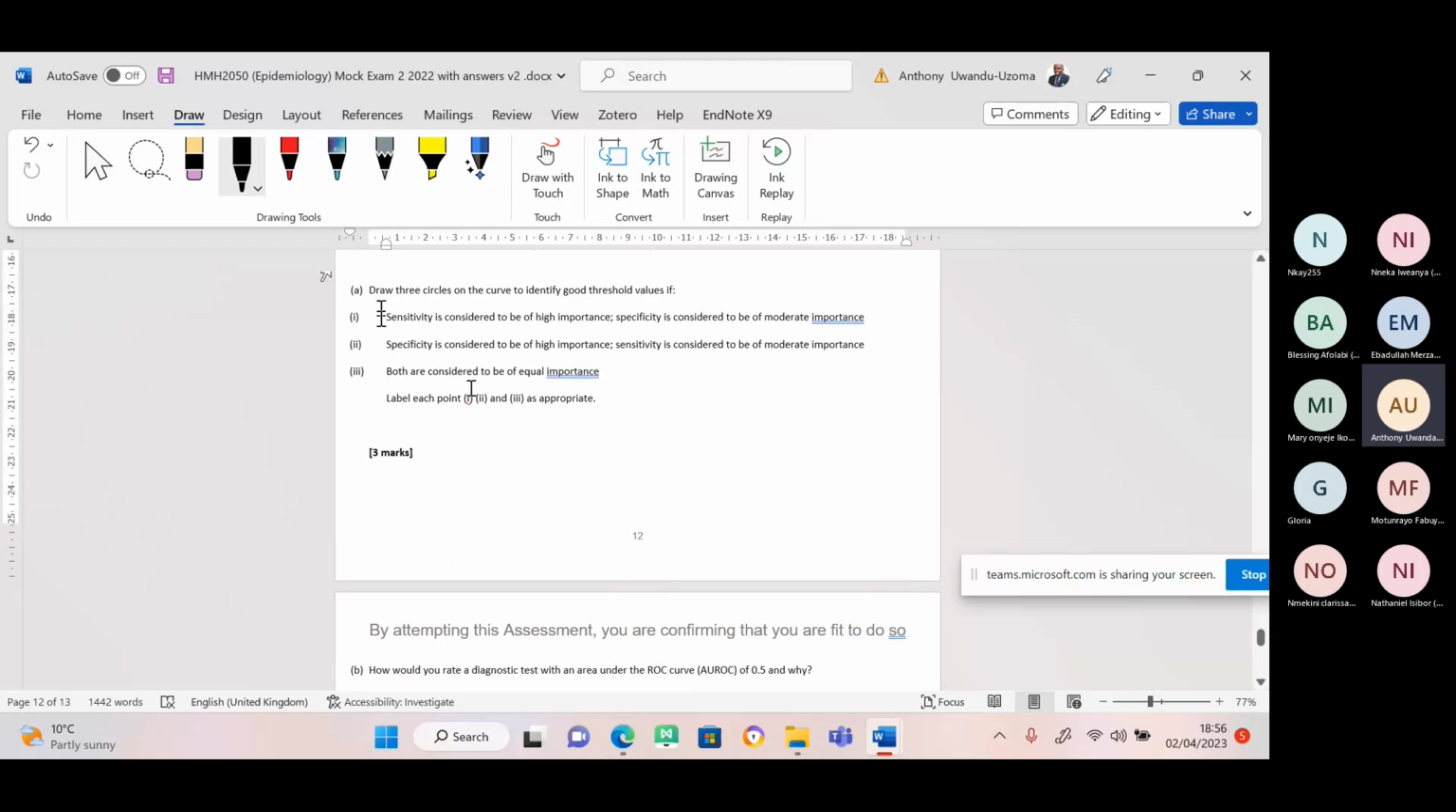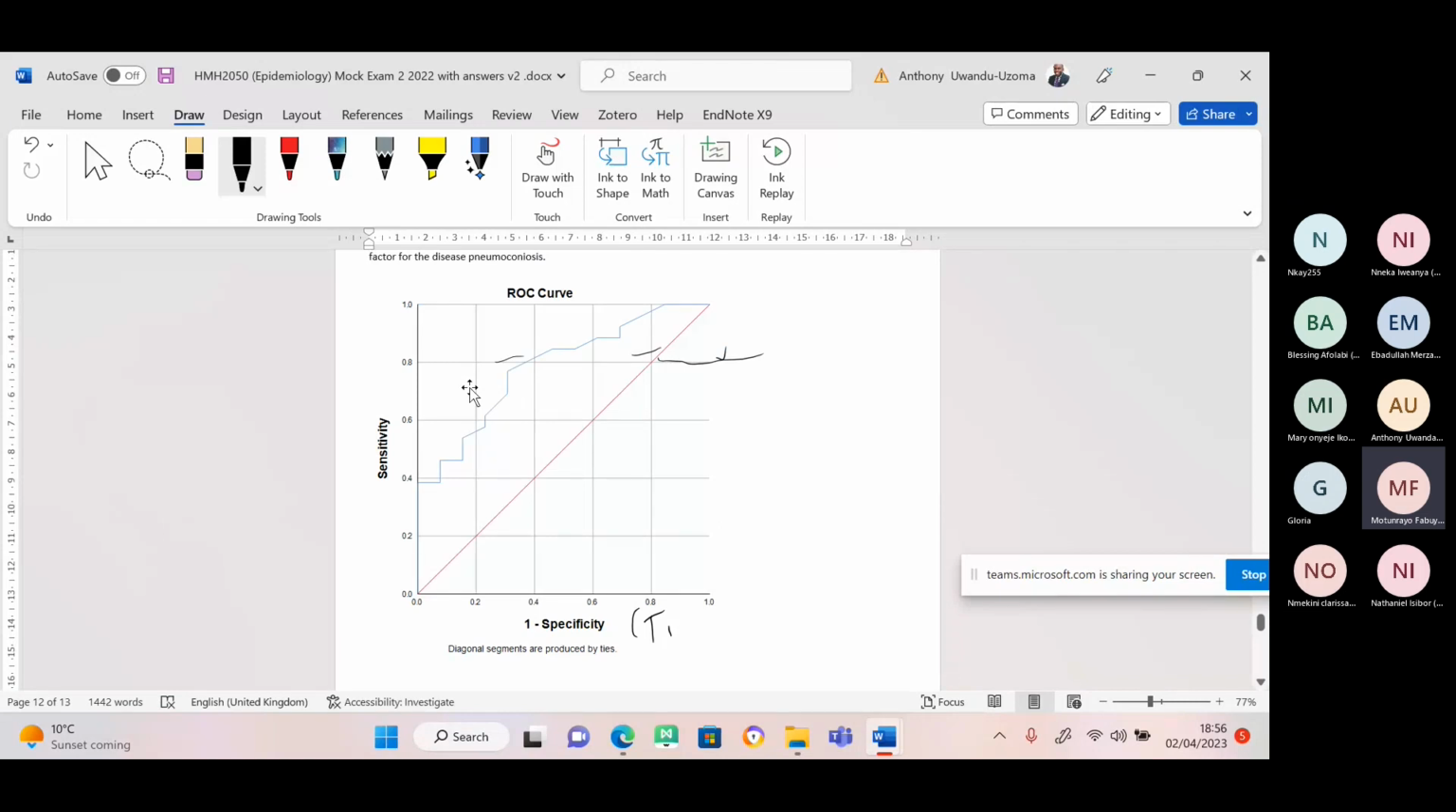Okay, so they said draw 3 circles on the curve to identify good threshold values. If sensitivity is considered to be of high importance, specificity is considered to be of moderate importance. Please, can you scroll back up so that we can see the curve? So for the first one, sensitivity is of high importance and specificity is of moderate importance.